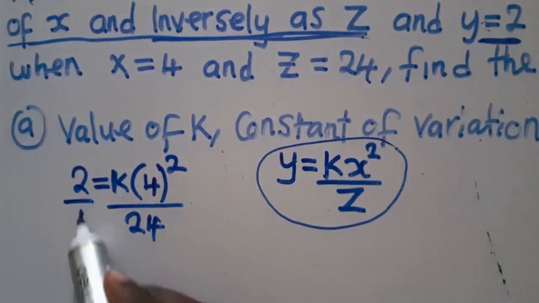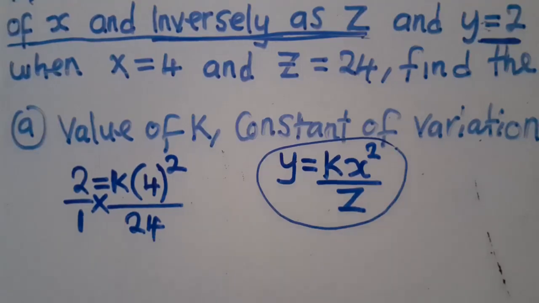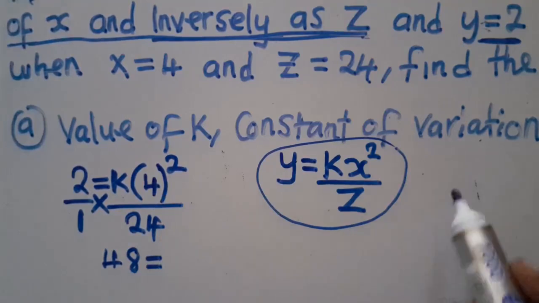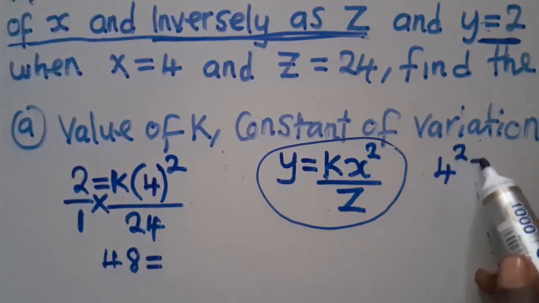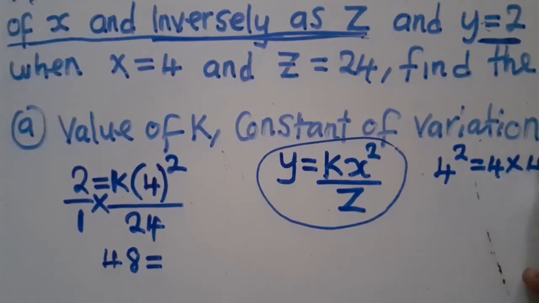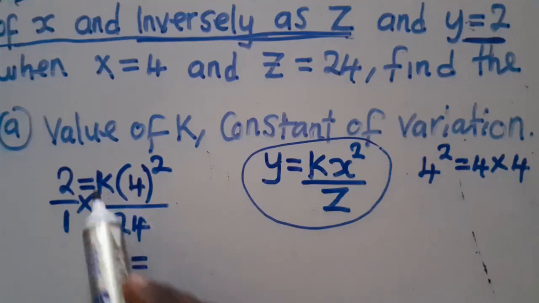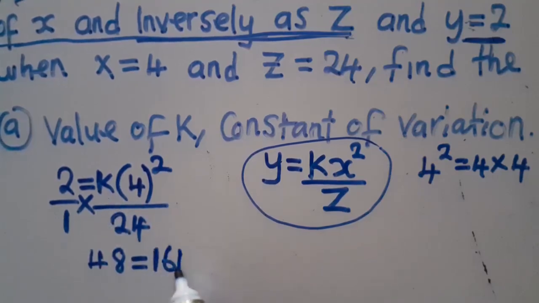So I put 1 there, then I cross multiply. So this is what you need to do. After you do this, what is 24 times 2? That is 48, which is equal to 4 squared. 4 squared means 4 times 4, which is 16. 16 times the k that is there, so that is 16k. This is what you need to do.